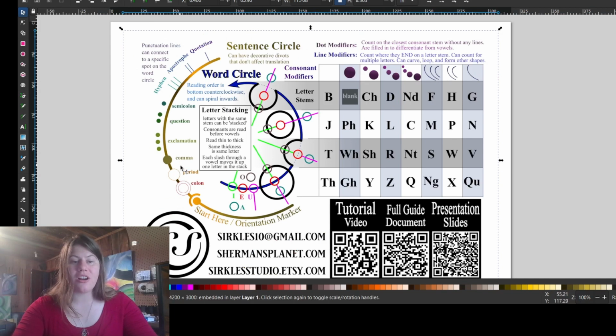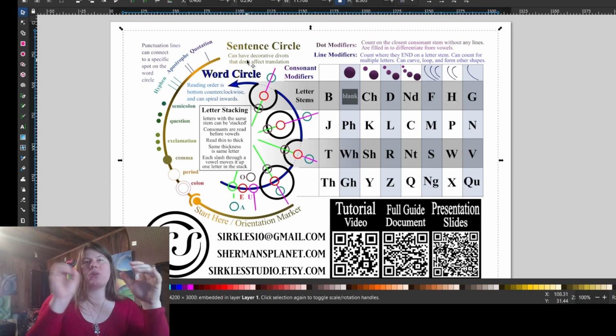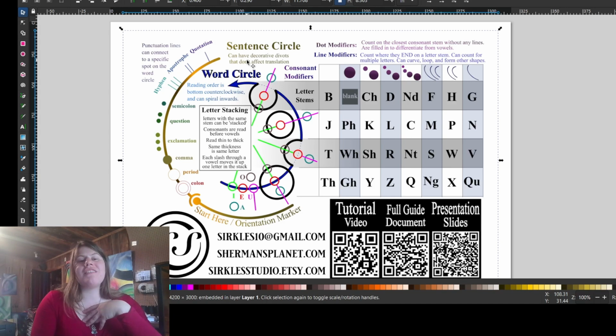They're all noted here. And a sentence circle can have these decorative divots to kind of fill an empty space between words, so long as you can tell that you have a sentence circle with a word circle. You could sneak in a secret word in the sentence circle if you wanted, but that is generally not something you would expect people to read.